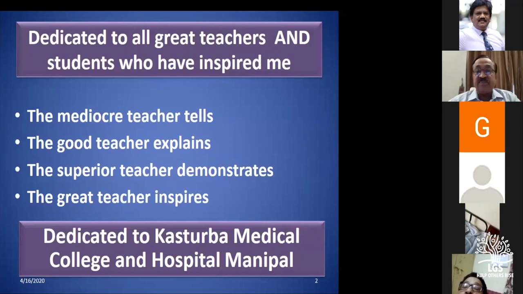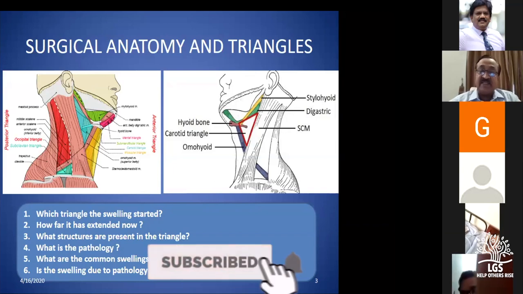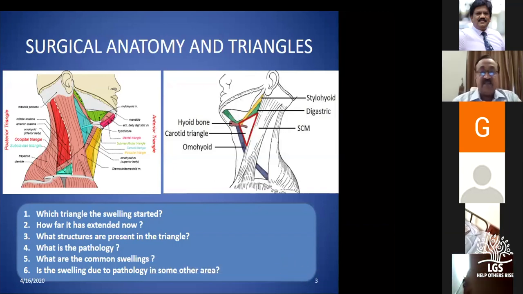This is the favorite quote which I put yesterday also. The talk is dedicated to the great teachers and the students who have inspired me. I have put the same picture yesterday. Yesterday, some people might not have been there. Just to keep you informed, we talked about the anterior triangle yesterday, and today we'll be concentrating on the posterior triangle.